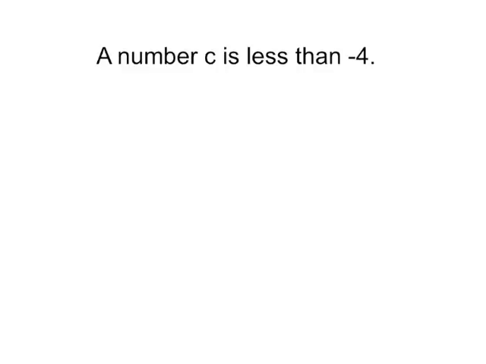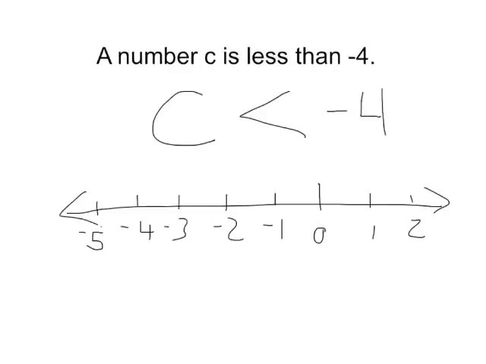A number c is less than -4. So we have to write our own inequality. A number c is less than -4. Now let's graph it. The boundary is always going to be that number in the inequality, so that's going to be -4. And we want to shade the numbers that make it true. Which numbers can c be and make it true? Is it the numbers on the right? Could it be a 2? Is 2 less than -4? No, it can't be that one.